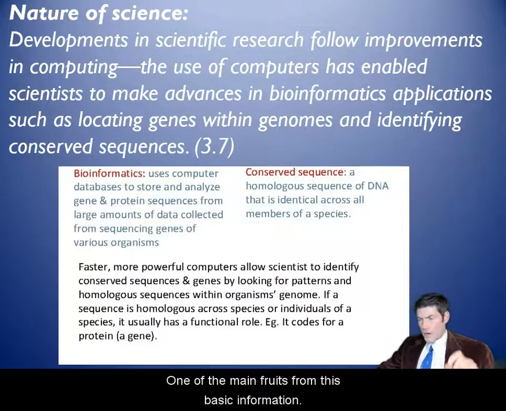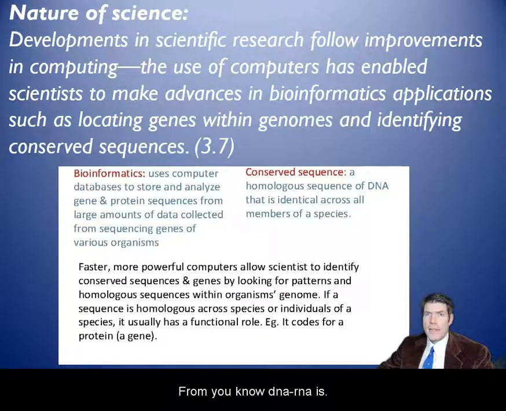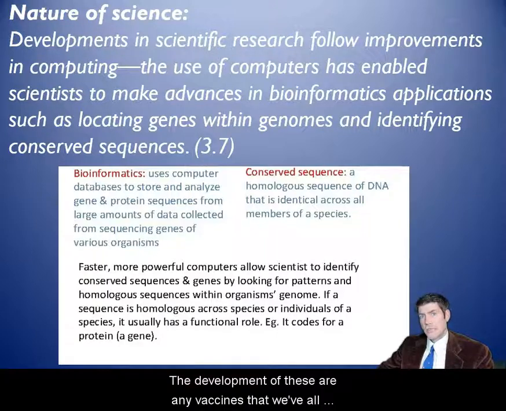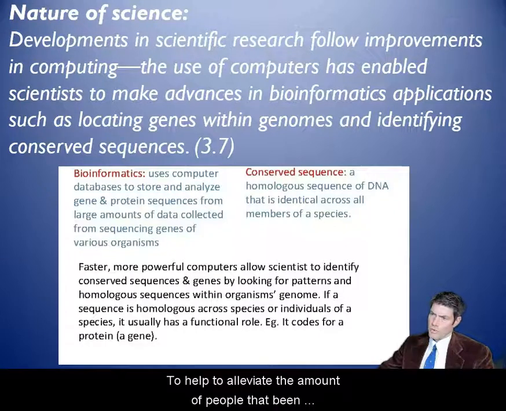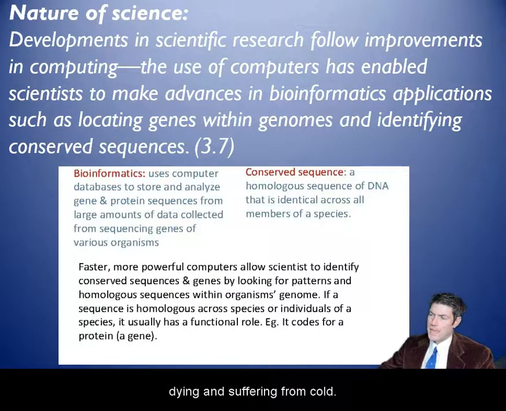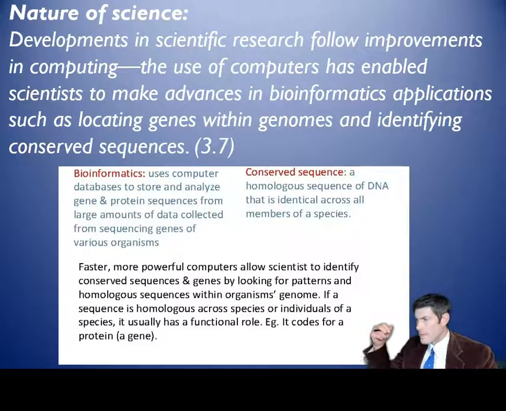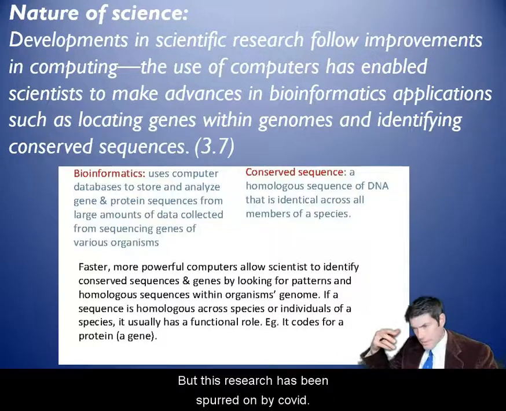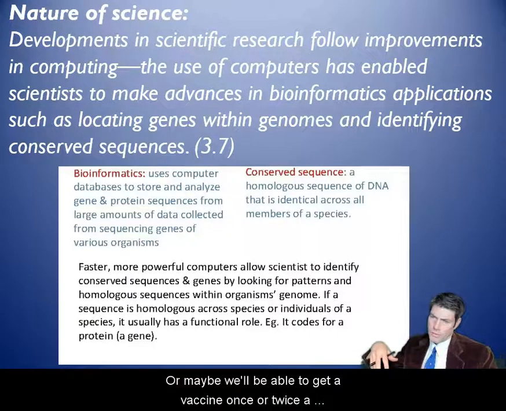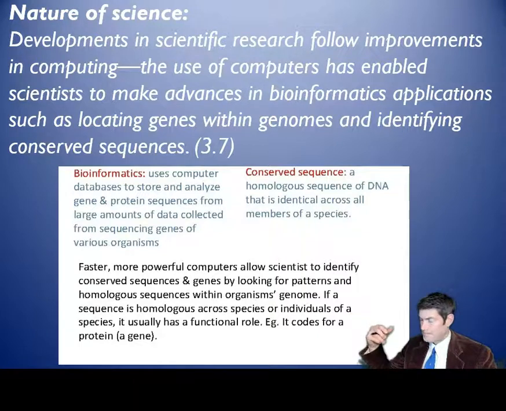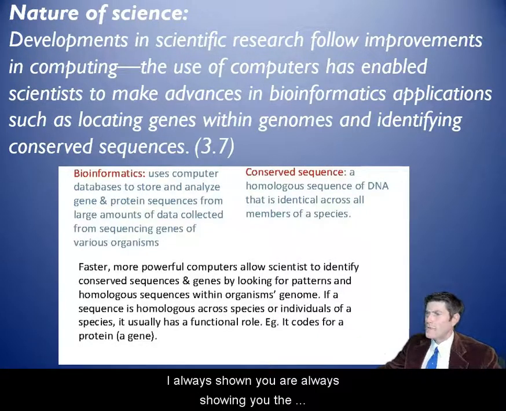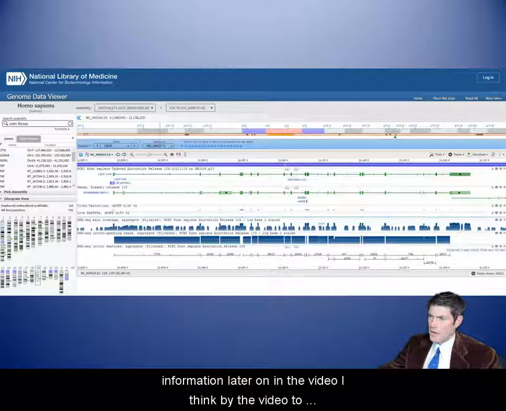And one of the main fruits from this basic information from DNA and RNA is the development of these RNA vaccines that we've all been so dependent on to help to alleviate the amount of people that have been dying and suffering from COVID. And it's going to be like that in the future. Just totally awesome. Think about the common cold. I don't like to get the cold, but this research that's been spurred on by COVID, maybe we'll be able to get a vaccine once or twice a year, so you don't have to get the cold. Think about that.